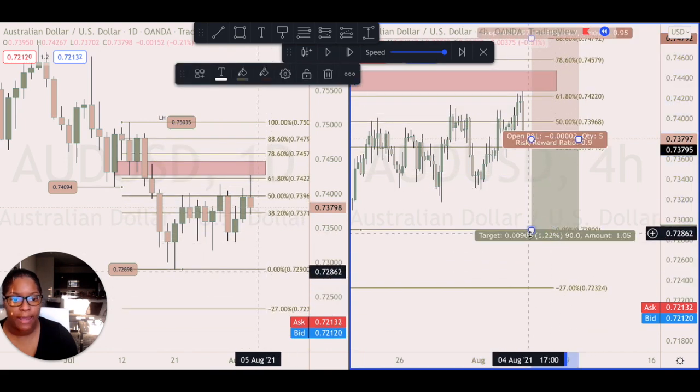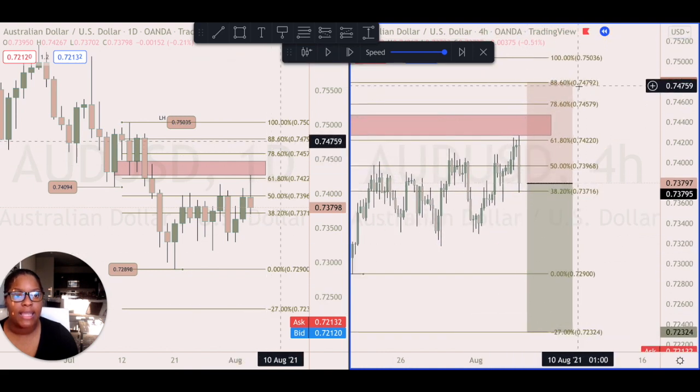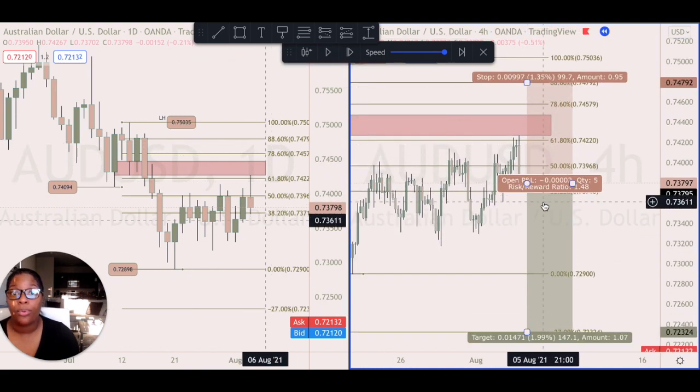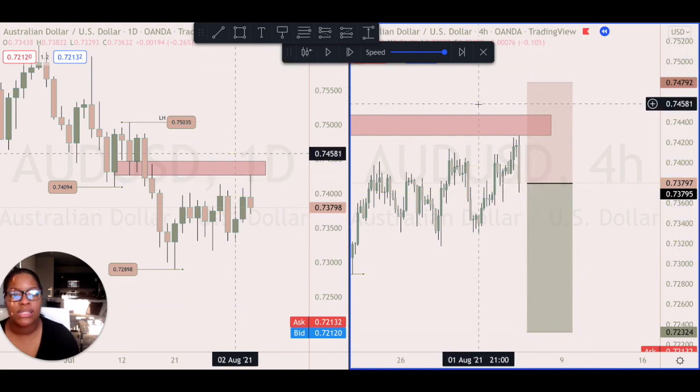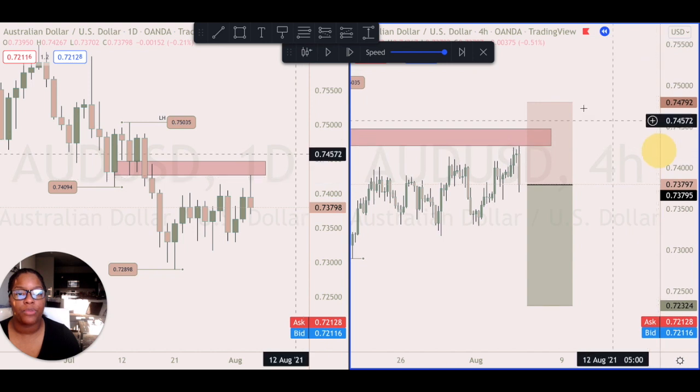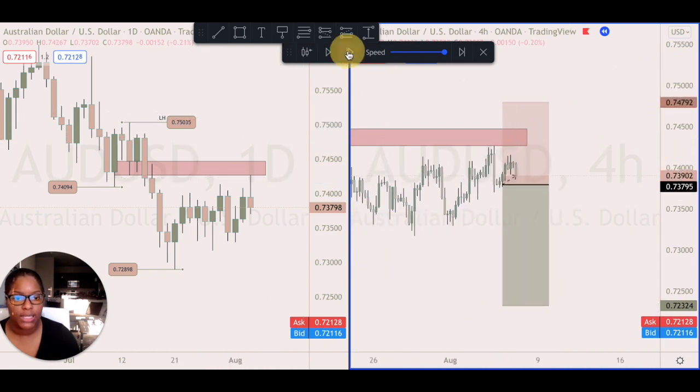Did not mean to move that. So I need to go down to my -27. And let's see if I can get profits taken. So this is 1.48 risk to reward. I'm going to take the setup. So I can only take one setup here, which is fine. Okay. So I'm going to go ahead and play this full thing forward. Let's see if we get there fast.